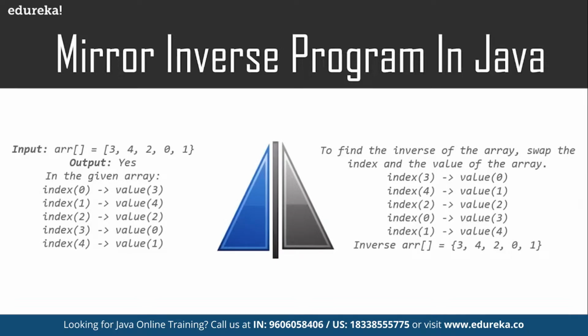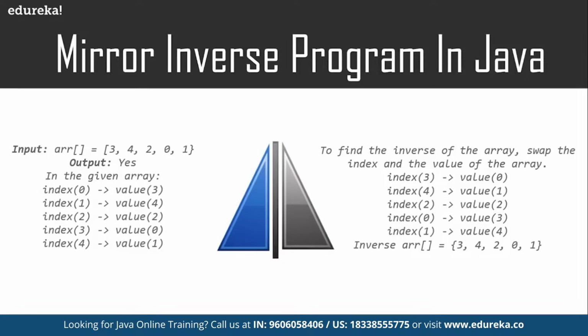I repeat. So now say you have an array and its value is 34201. And in the given array, the output will be yes if the index 0 is equal to the value 3. At index 1, it is value 4. At index 2, it is value 2. At index 3, it has a value 0. And at index 4, it has a value 1. Okay. So at index 1, what is the value? 4. And at index 0, what is the value? 3. At index 2, what is the value? 2 itself.